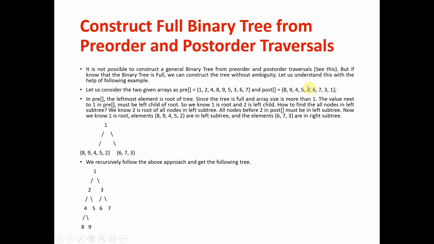So we can find where 2 is in the post-order now. How do we find all the nodes in the left subtree? We know that 2 is the left child of 1, so it's going to be the root of the left subtree of 1. If we go to the post-order, we can find 2. This is the root for all the nodes in the left subtree of 1. So we know that 8, 9, 4, 5, 2 are going to be on the left side of 1, and 6, 7, 3 are going to be on the right side.